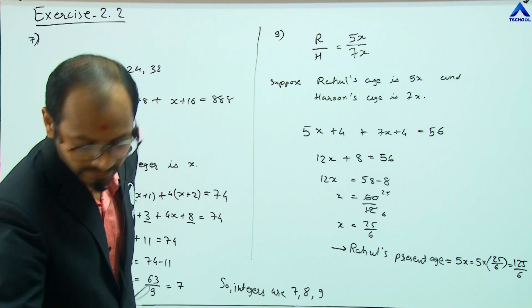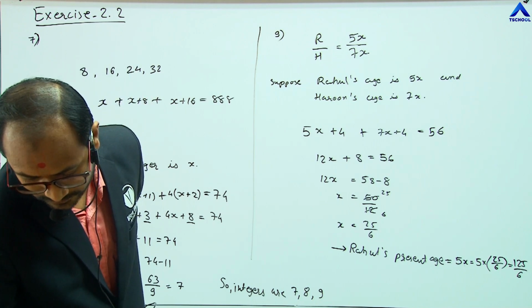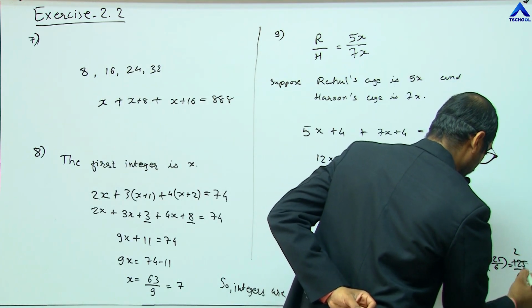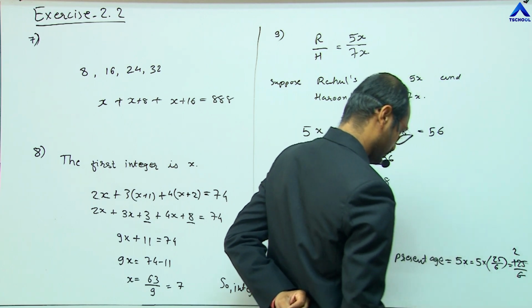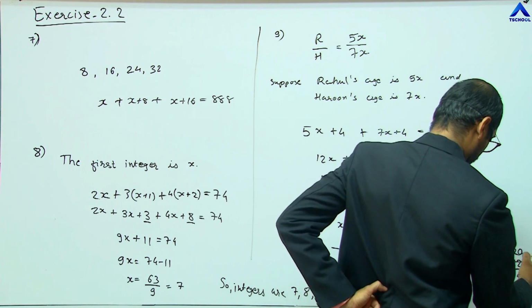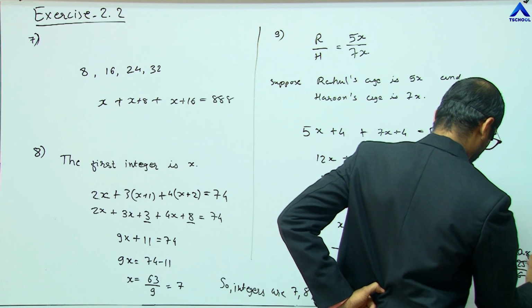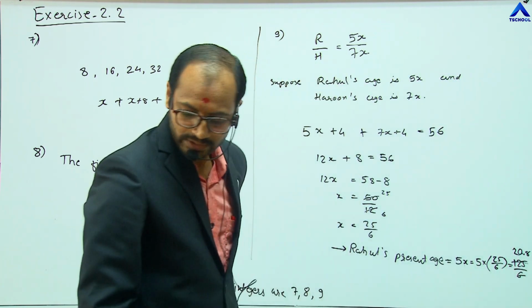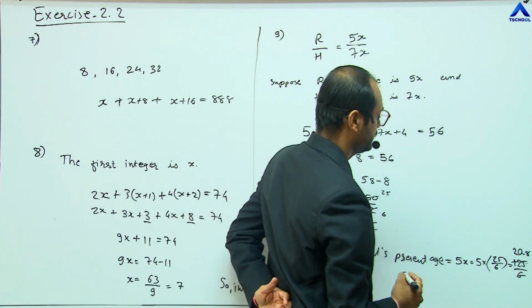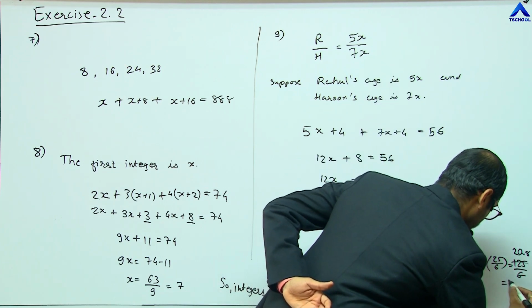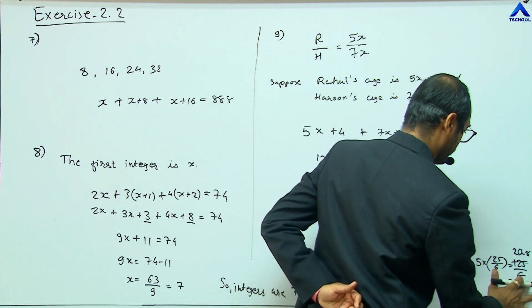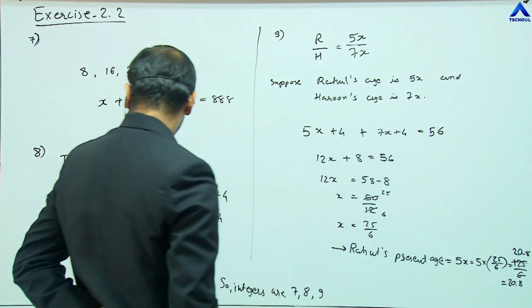What is the simplification? 6 twos are 12, and then 20.8. So Rahul's present age is 20.8 years. Clear? 20.8 years.